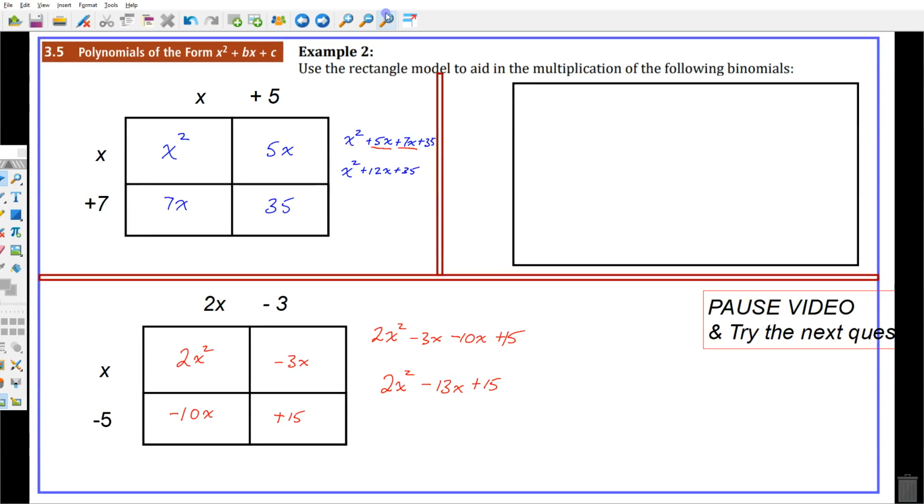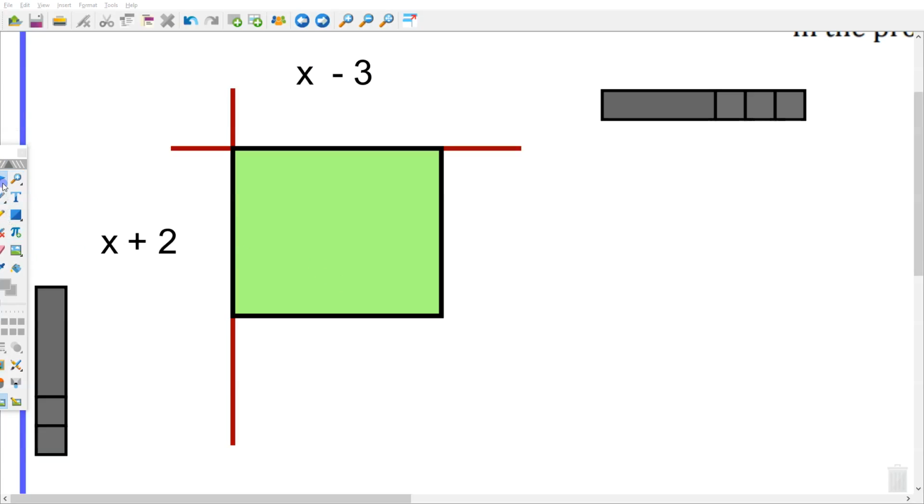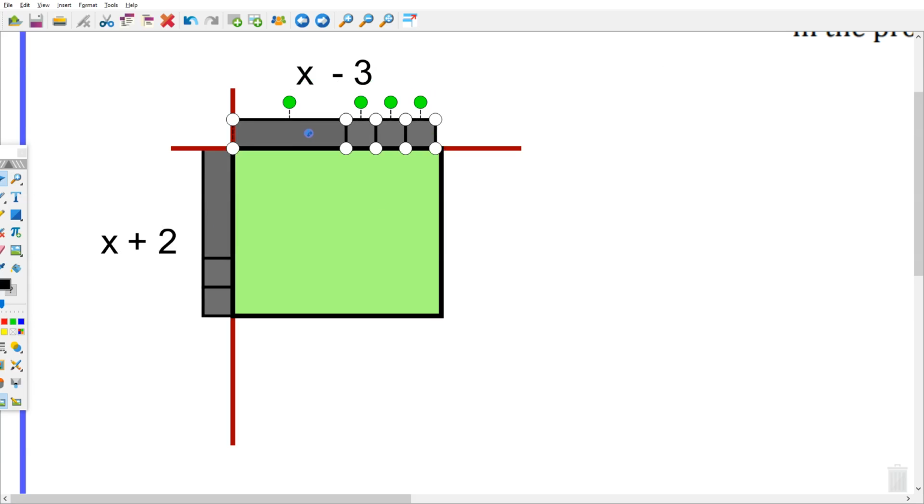We can also model our multiplication of binomials using algebra tiles. Similar to before, you set it up so that your two factors are the length and the width of a rectangle. You can also bring in your tiles here, match them up, and then multiply them out.